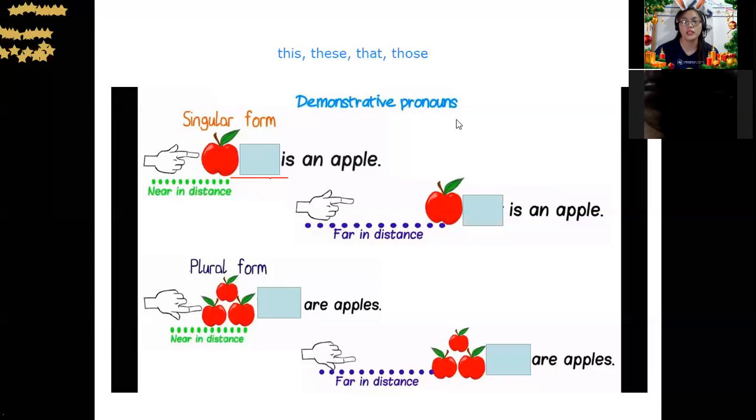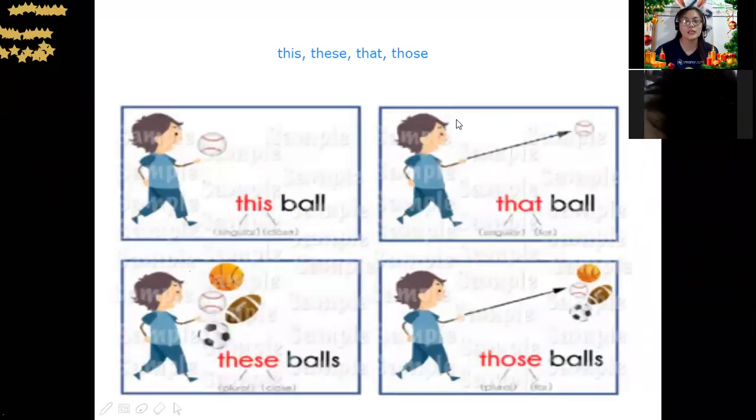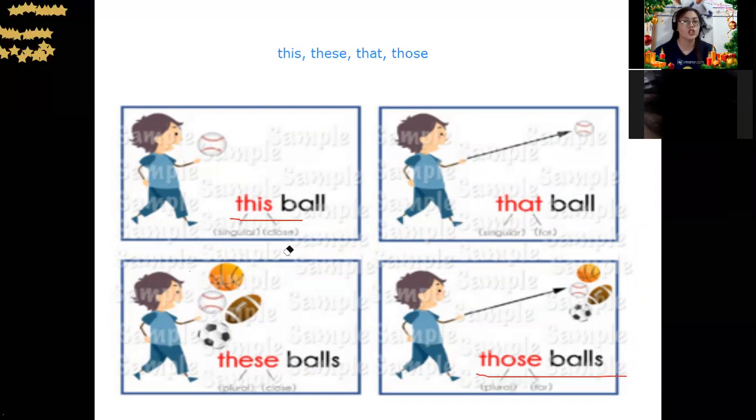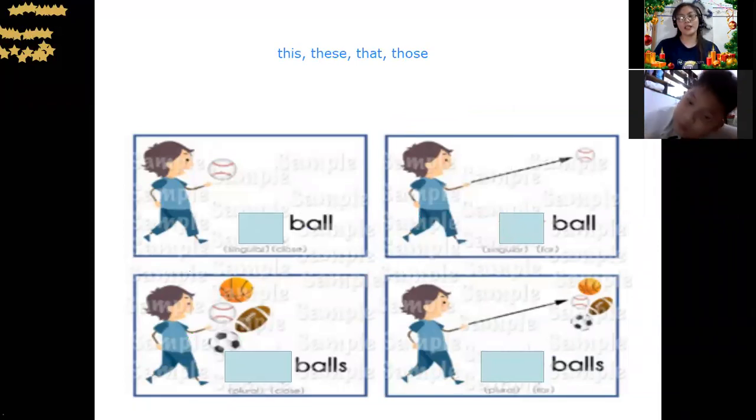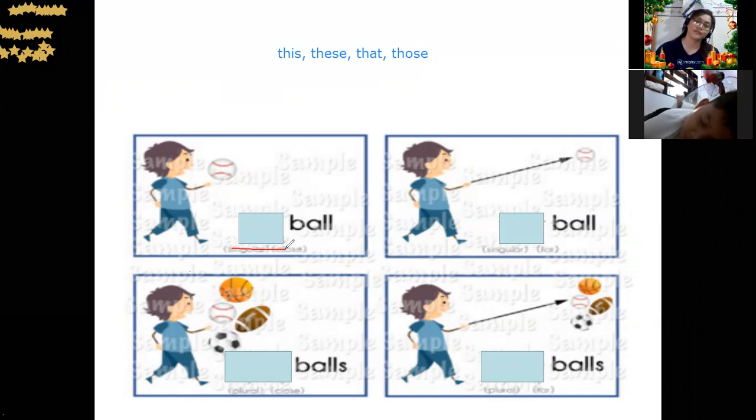Okay, hold on. What about this one? Can you please read this one, the first picture? Ball. Okay, very good. Okay, what about this one? Can you answer this one? Oh, you know that. What should we write over here? Bones. Their bones, toes, bones. This is, again, it is too fast.